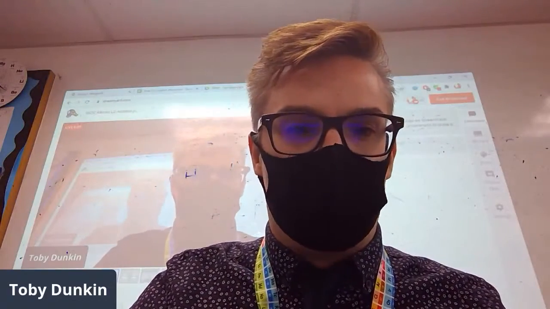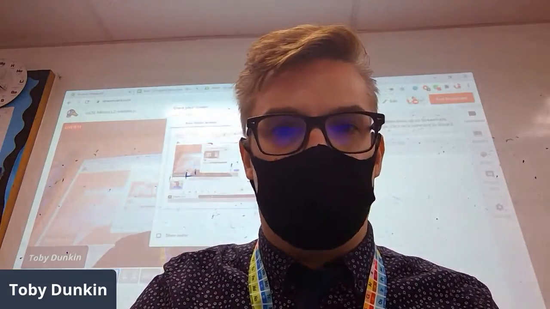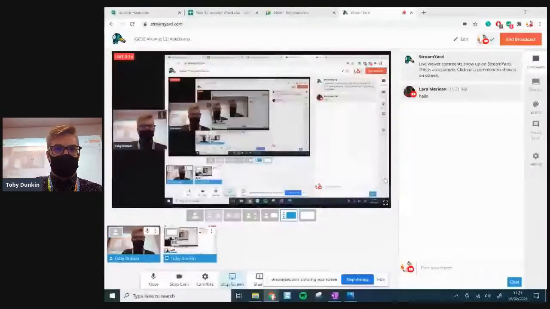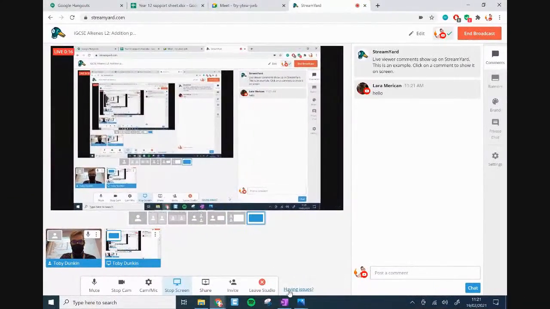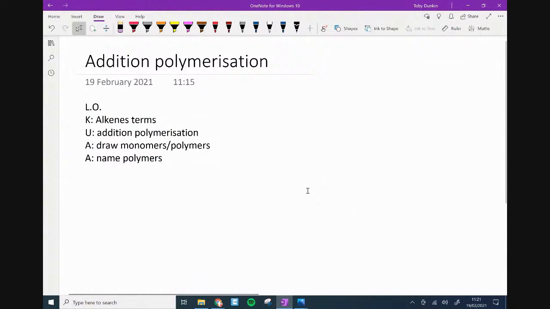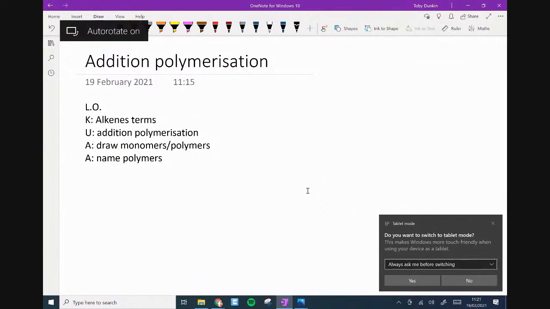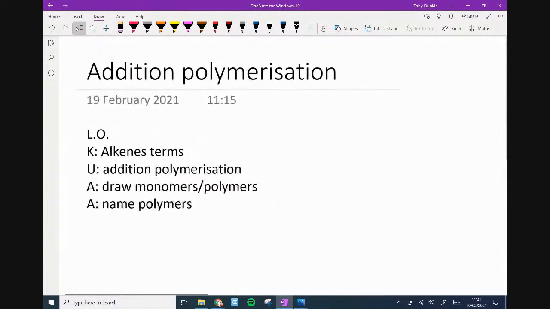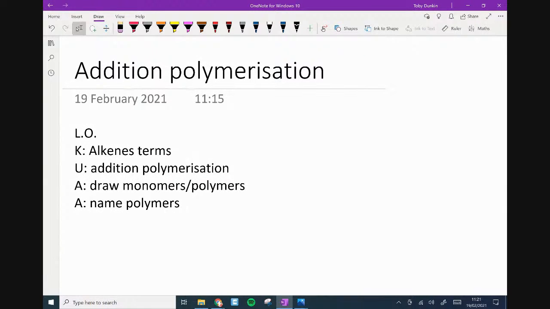Right, I'm going to crack straight on with today's lesson. Let's share screen. Today's lesson is on Alkenes lesson 2. This is addition polymerization, so we're talking about polymers today. Okay, so learning objectives, switching to tablet mode. It's like a transformer. The title is addition polymerization.